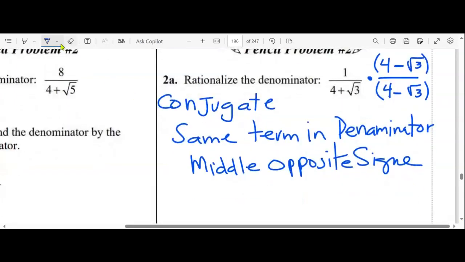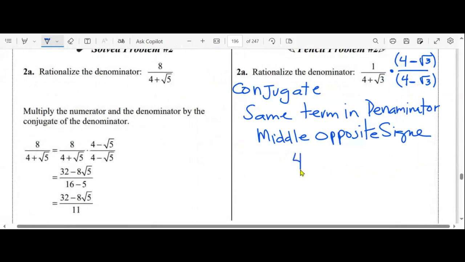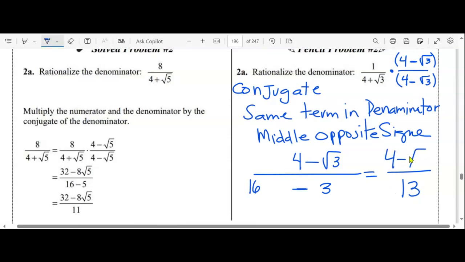So what are you going to get? Who can tell me? The top would be 4 square root of 3 minus square root of 3 times the numerator, and the bottom is going to be what? 16, correct? 16 minus 3. 16 minus 3, correct. So that gives you what? 4 minus square root of 3 over 13. Right, exactly. Easy as easy? Easy.